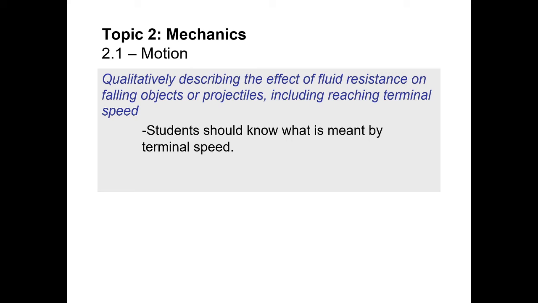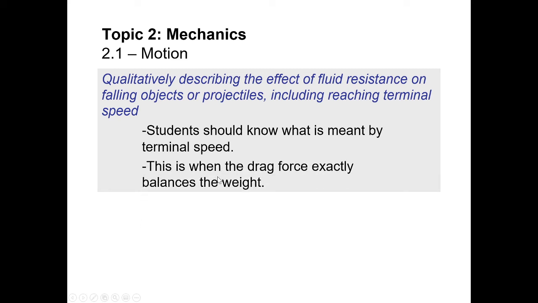Eventually, all falling objects will reach a maximum speed, and that speed is called terminal speed or terminal velocity. And as it says here, this is when the drag force exactly balances the weight. Now, I'm going to show you something.